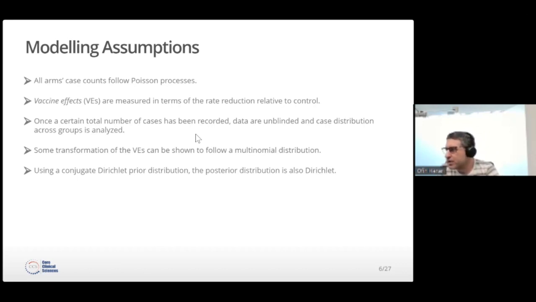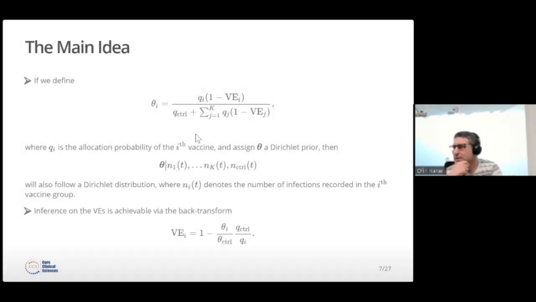So I already covered how the trial is run in terms of the unblinding. The big point here is that we can show that some transformation of the vaccine effect follows, not a multinomial distribution, it's actually a Dirichlet distribution. This is my typo here. And that means that we are able to use a Dirichlet prior and derive a Dirichlet posterior that represents a big saving in computations. Let me be a bit more specific here.